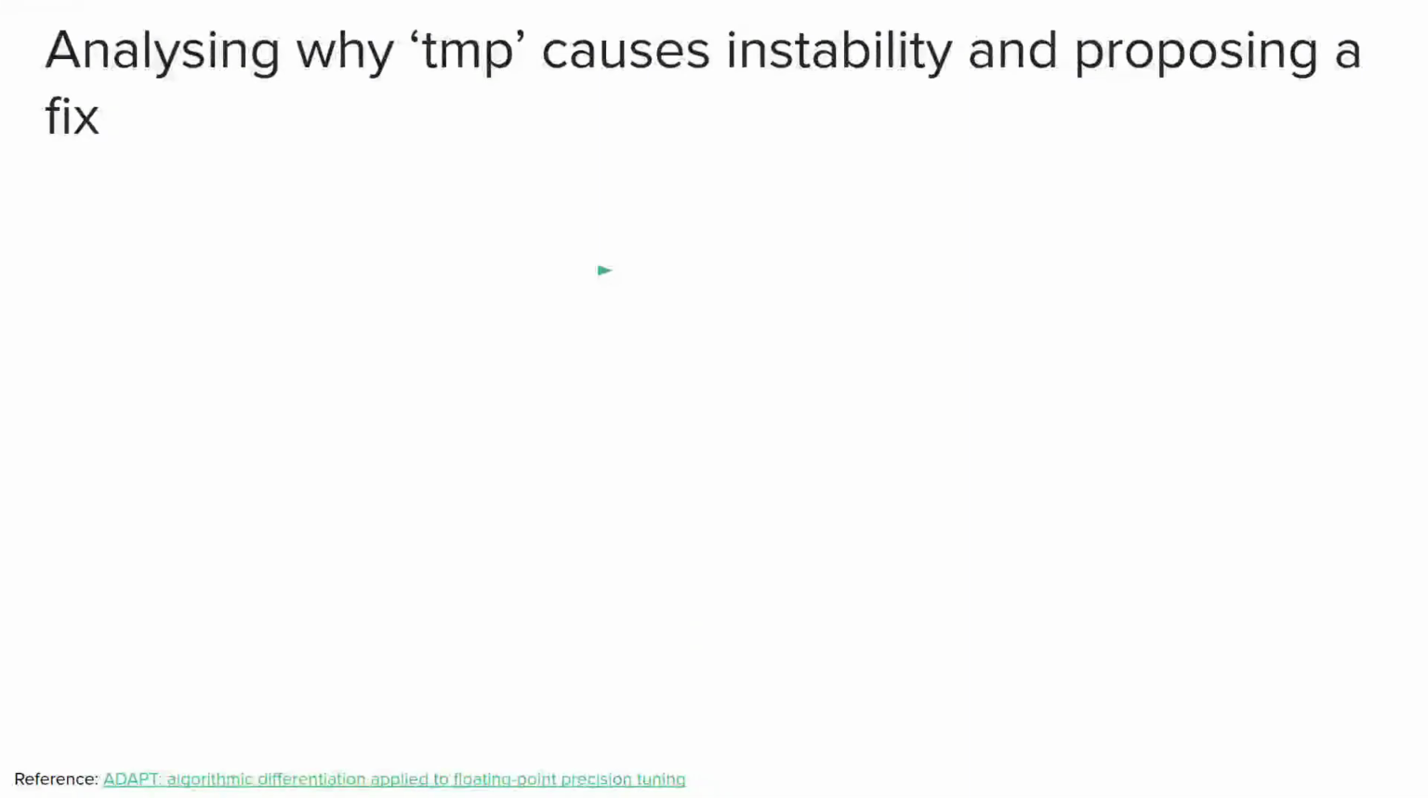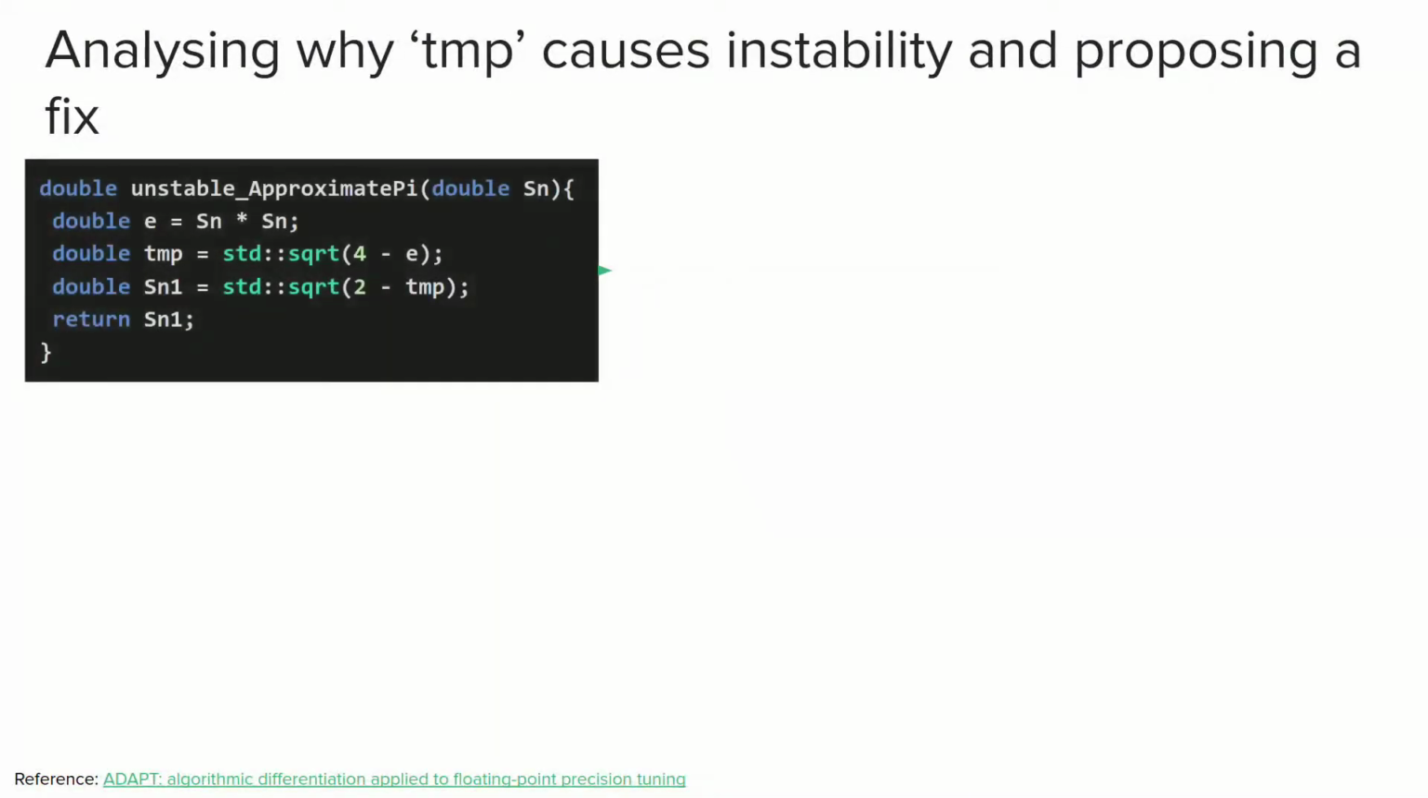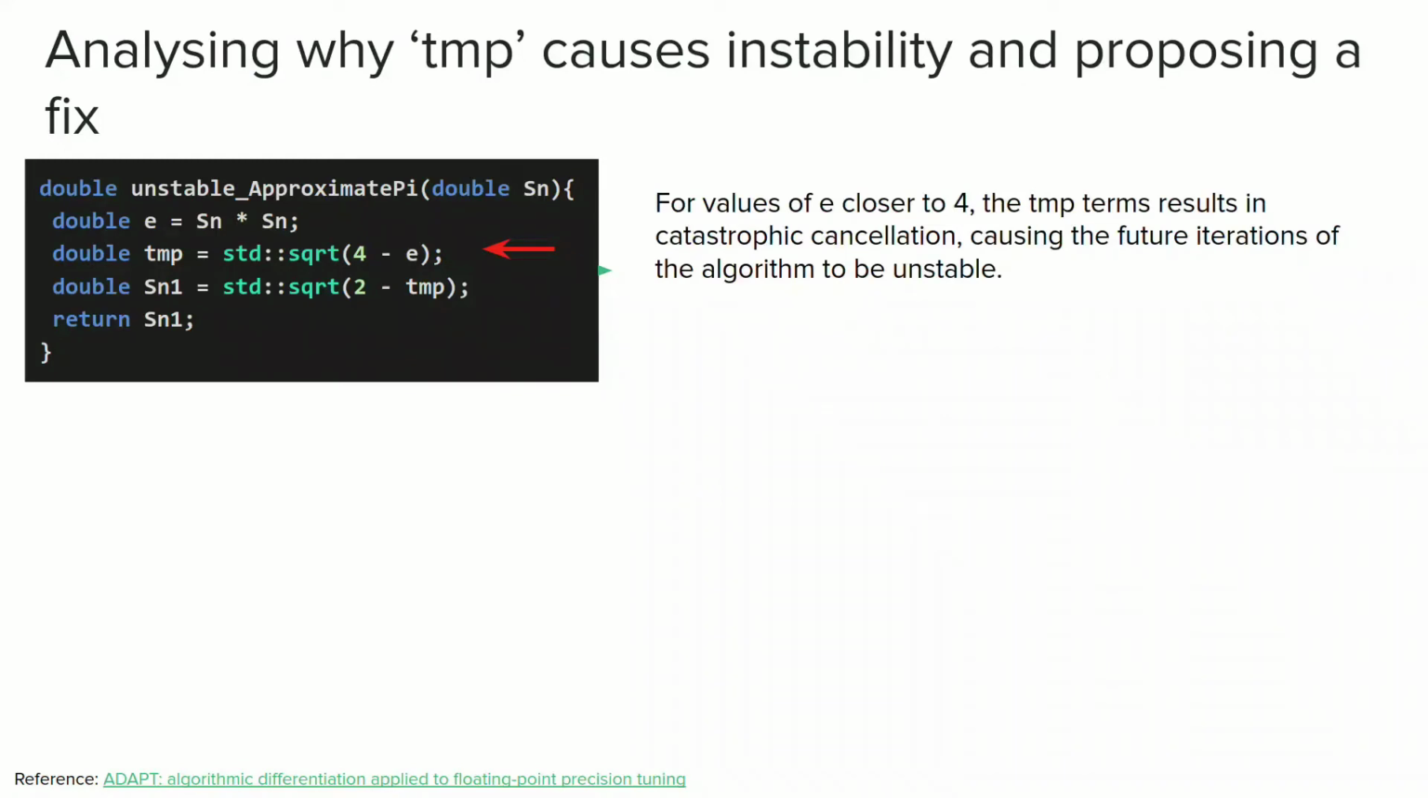So now let's actually analyze, let's give some rational explanation why TMP is causing this specific problem. So that's TMP right there. Now for values of E which are close to 4, TMP becomes 0. Or for values of TMP that are closer to 2, Sn1 becomes 0. And if Sn1 becomes 0, so does your result, and so does the approximation of pi. And this happens because even if the value of TMP is somewhat close to 2, it will result in catastrophic cancellation, which is another problem with floating point numbers, wherein if the numbers are very close to each other, because of truncation errors or because of the fact that they cannot be properly represented, they cancel each other out and you get 0. However, you should not have been getting 0 there.